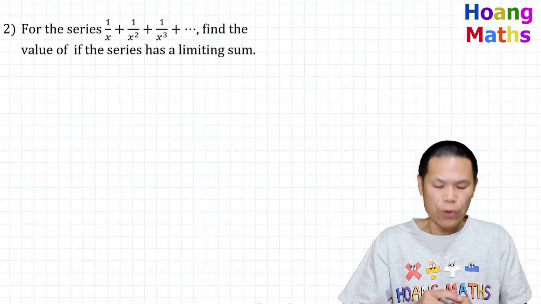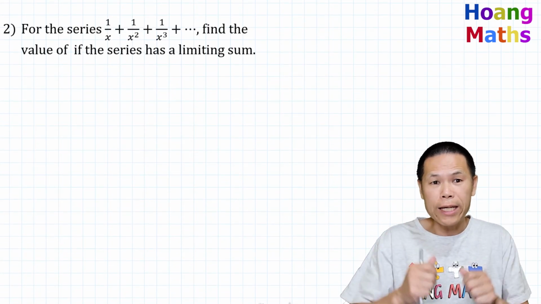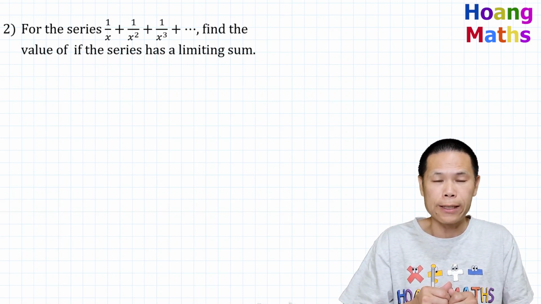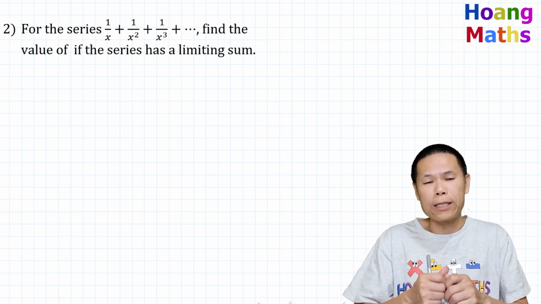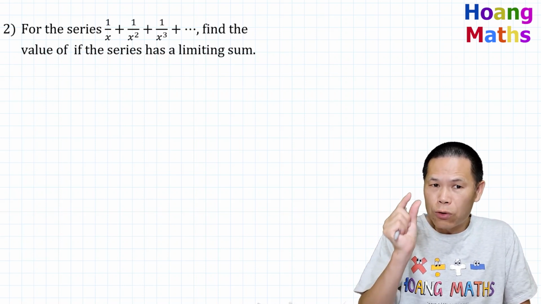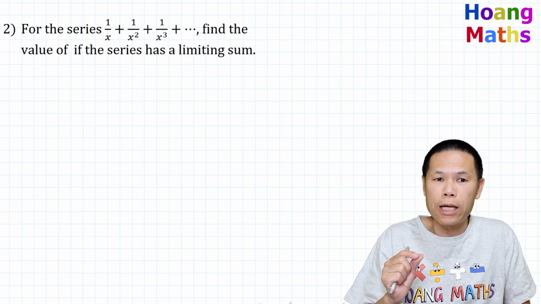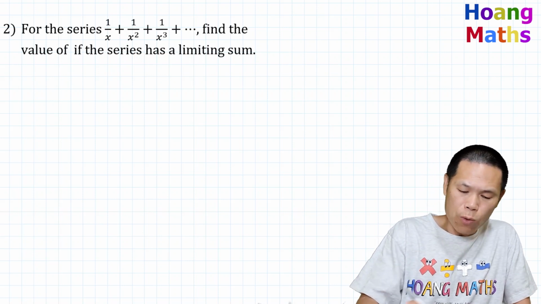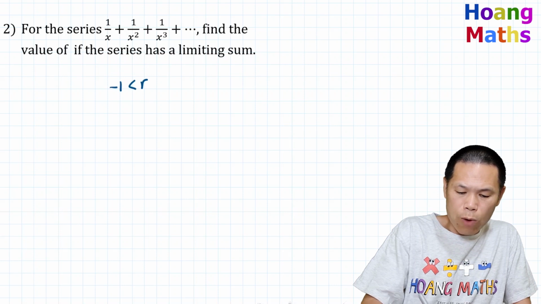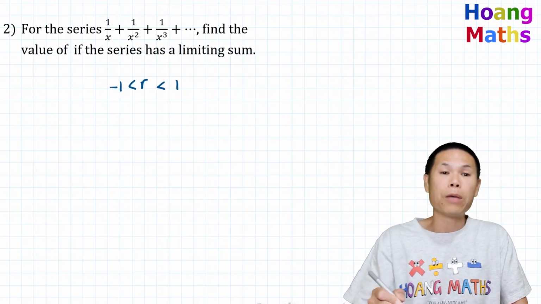Second question. We need to find the values of x so that the limiting sum for this series exists. In order to do that, we know that for the limiting sum to exist, the common ratio must be between -1 and 1. In other words, r is greater than -1 and less than 1. So keep that in mind.